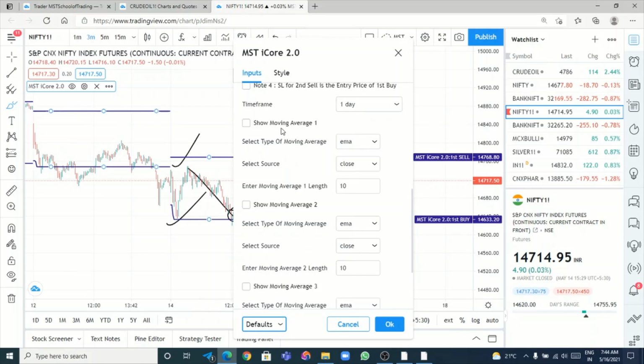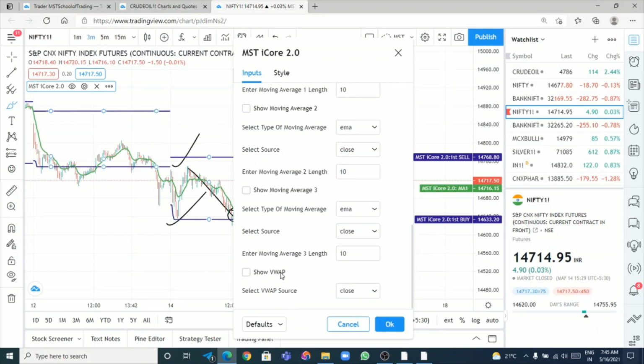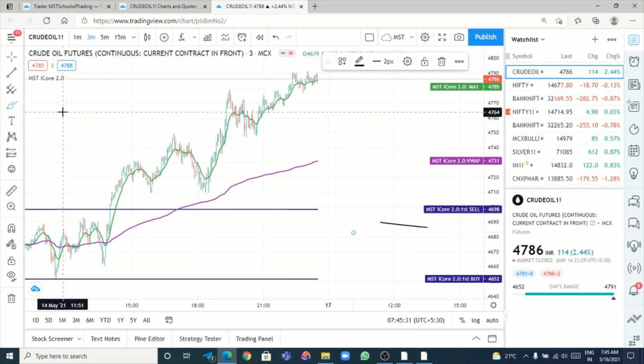Then we have given the moving average. If you want to add a moving average, you can add either EMA, SMA, WMA, SWMA or BWMA, whichever you want. Here you can select the source for computing the moving averages. Then we have given the length values, whichever length you want to add. Then we have given the VWAP, so you can add VWAP also if you want. Hope it is clear, there is no doubt.